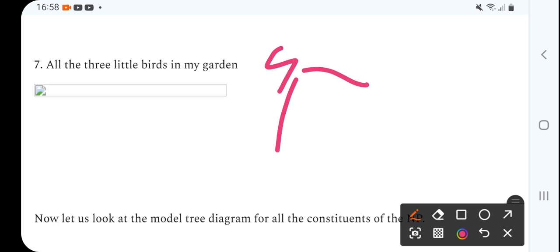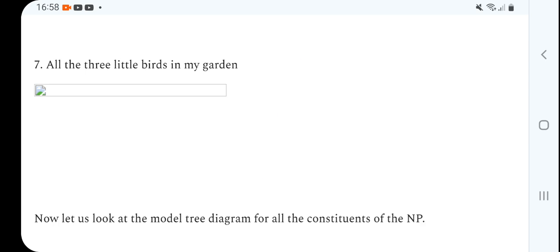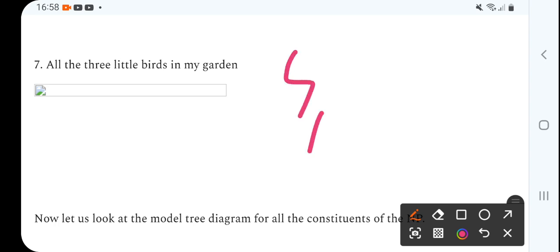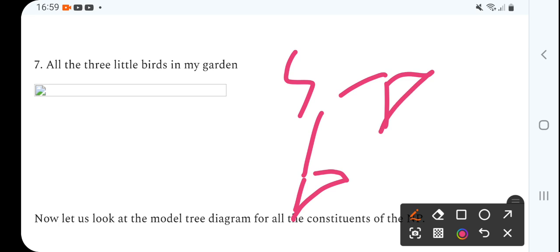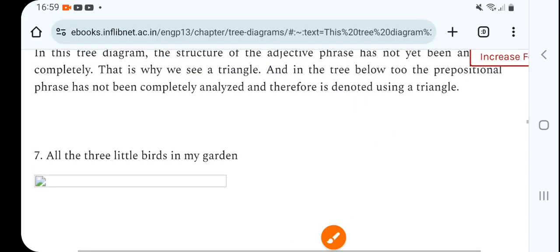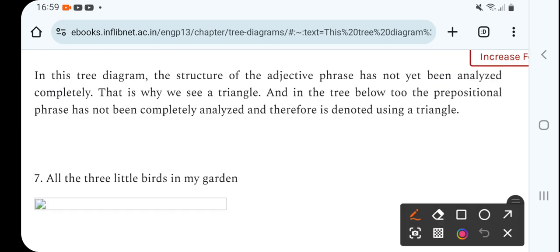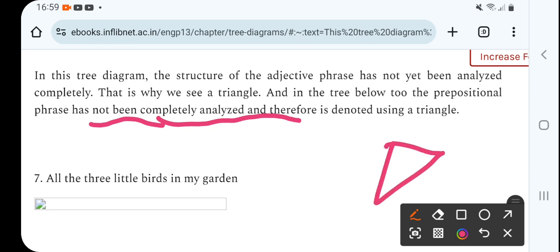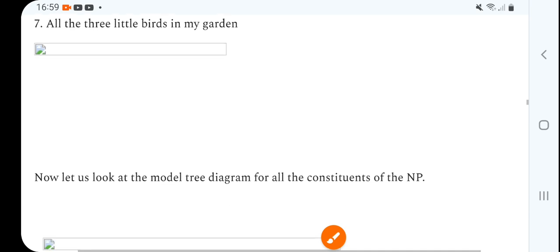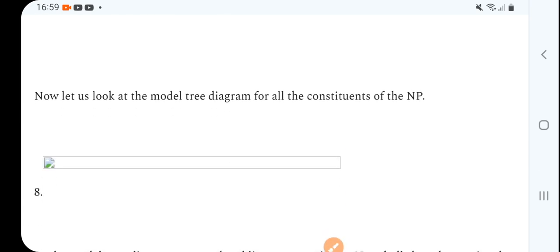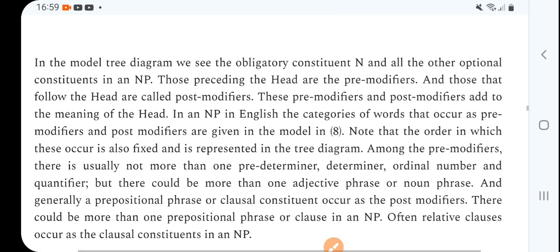Here it is not given, but I am telling you that whenever a tree diagram is made this way, it means that it is not discussed fully. Actually what they are saying is not analyzed fully. So they are telling the same thing here, right? It has not been completely analyzed. So that is the symbol of the triangle. So the triangle is used, right?